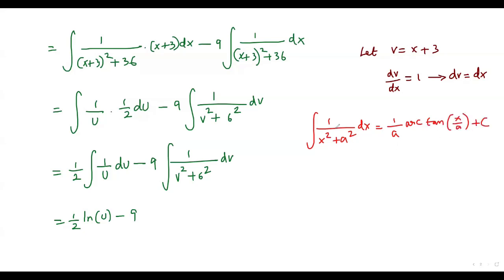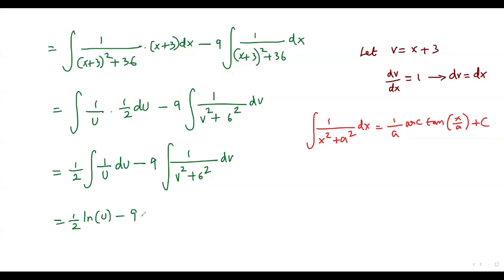So whenever we have an integration in this form, 1 over x squared plus a squared times dx, this is the result of this integration. So we can use this formula to get the integration of this part, because the stuff here is exactly in the form of 1 over x squared plus a squared. In place of x, we have v. In place of the constant a, we have 6. So in the result, we have to plug in 6 for a and v for x.